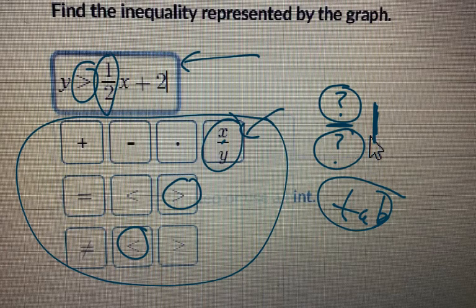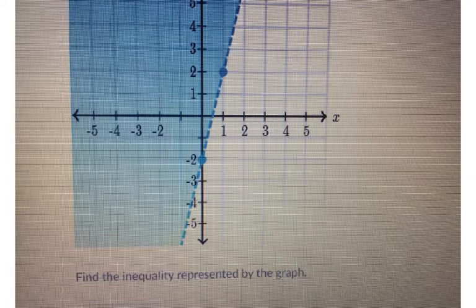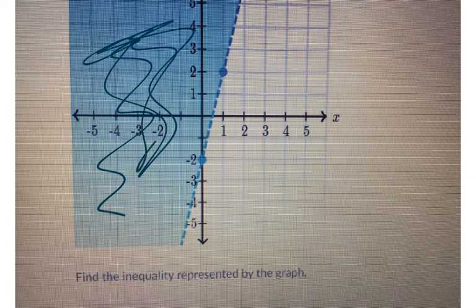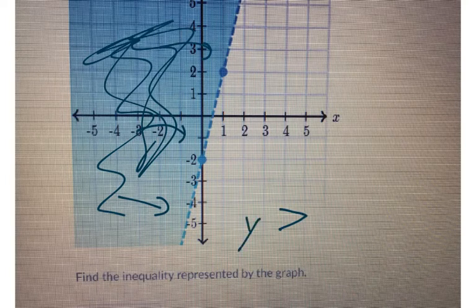All right, let's do at least one or two more. Guys, do you agree that it's shaded above? See how all of this is on top of the line? So we know it's a greater than. Y greater than. All right. The dotted line means we're not going to put a bar right there. So it's just y greater than so far.